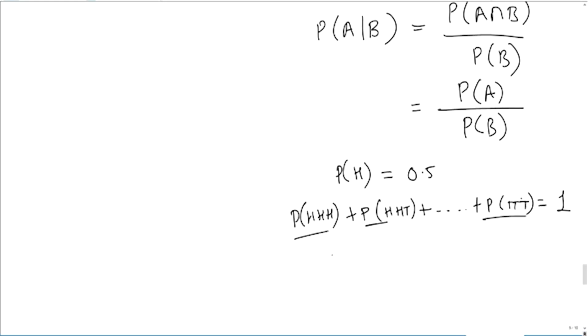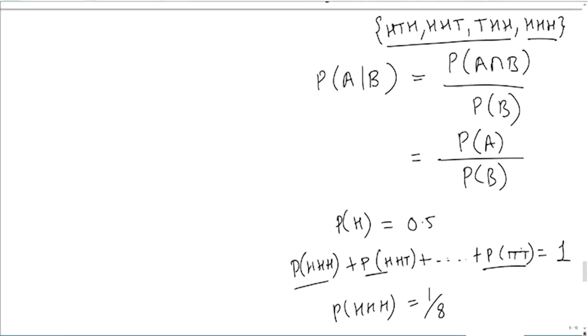Okay, so if you apply the second axiom and the third axiom, then you would have this: the probability of HHH. This is usually the result that we get from the second axiom and third axiom, that the summation of probabilities of elementary events is equal to 1. Probability of HHT and so on, probability of TTT. So the probability of all these 8 elementary events is equal to 1. And if you are given that each of them is equally likely, then the probability of each of these possible outcomes is 1 by 8. Okay, so the probability of each elementary event is equal to 1 by 8, right?